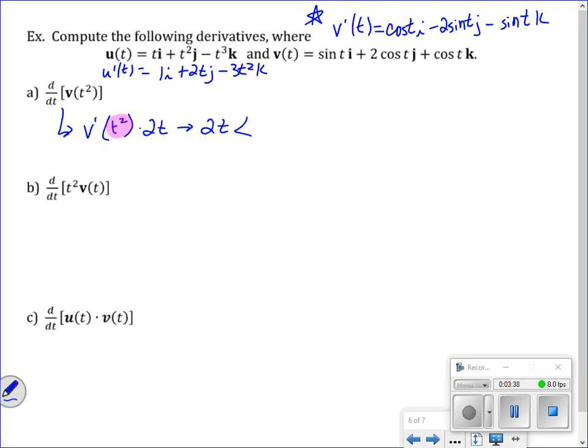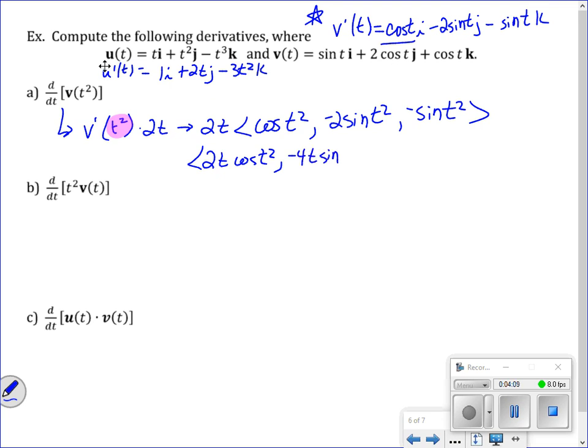So my derivative of v(t), first I have my cosine. So I have cosine of t squared. Remember, I'm plugging t squared in. And then I'm writing this in component form. So then I have negative 2 sine, but it's of t squared now. And finally, the last one is negative sine, but it's of t squared now. So of course, if you wanted to multiply the 2t through, you could. So you'd say you have 2t cosine of t squared, and then you'd have negative 4t sine of t squared, and then negative 2t.